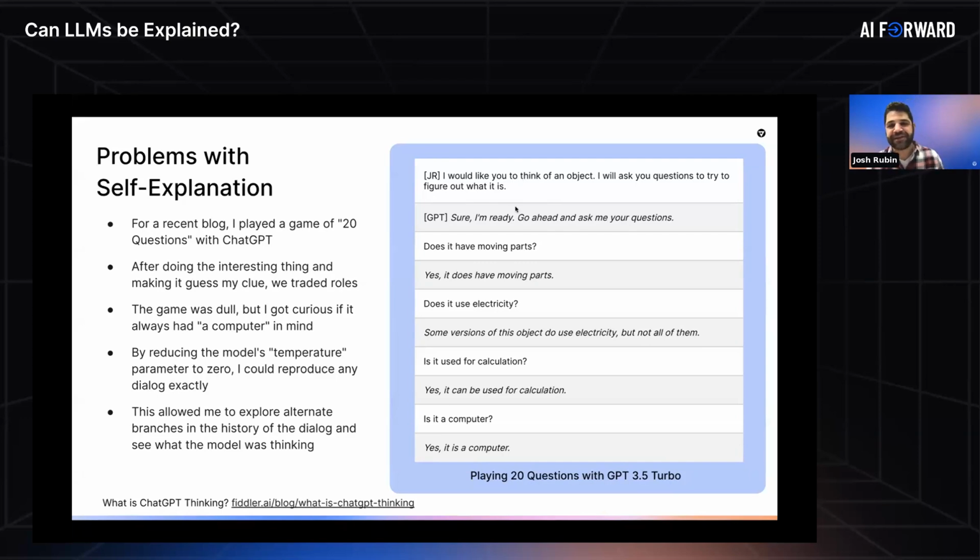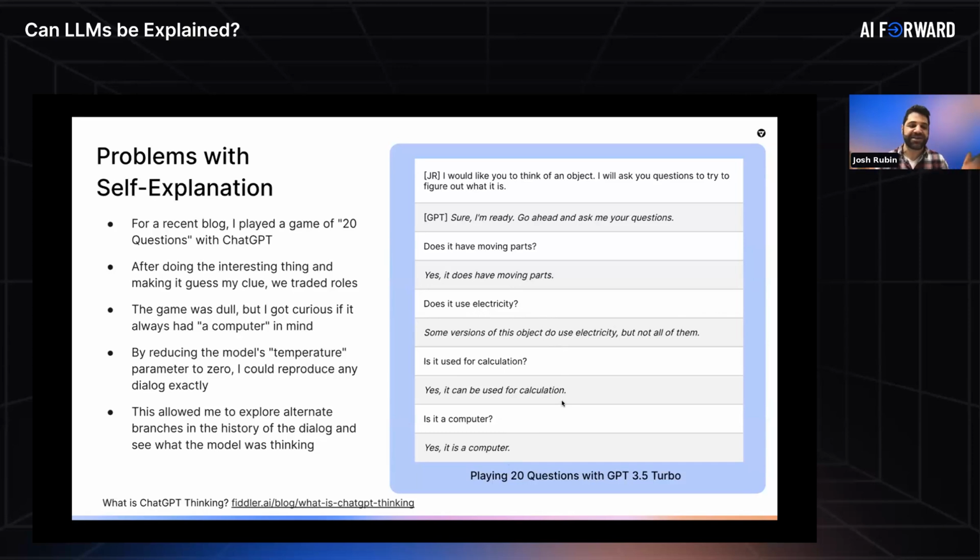Me: I would like you to think of an object, and I'll ask you questions to try to figure out what it is. It says, sure, I'm ready. I say, does it have moving parts? And it says, yes, it does have moving parts. And I say, does it use electricity? Some versions use electricity, but not all of them. And I ask, is it used for calculations? Yes, it can be used for calculations. And then I determine that it's a computer.